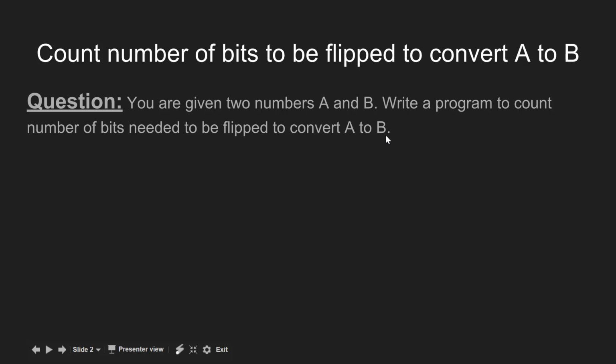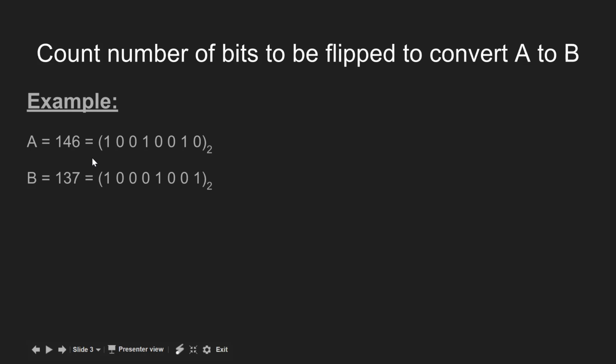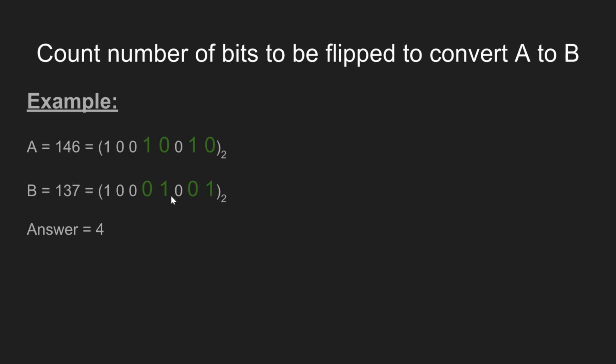For example, if a is equal to 146 and b is equal to 137, then we observe several bits in a which can be flipped to make it equal to b. Those are highlighted here. Since these are 4 in number, we get 4 as an output for this example.